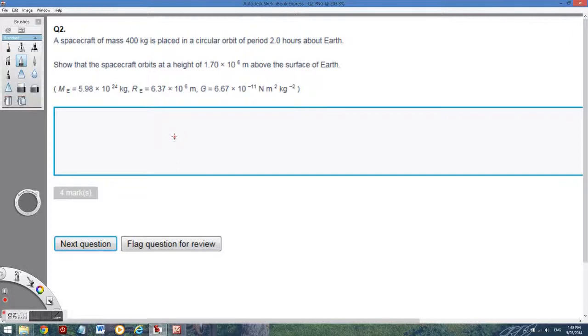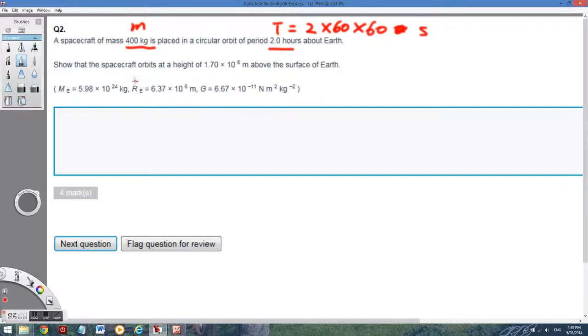Now, let's do this question. I have a spacecraft, and the period is 2 hours. However, convert it to seconds. Whenever you have the period in hours in this chapter, always convert it into seconds. So 2 times 60 for minutes, times another 60 for seconds. Just leave it like that.